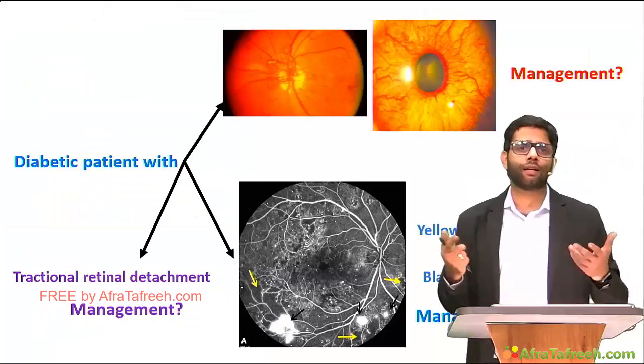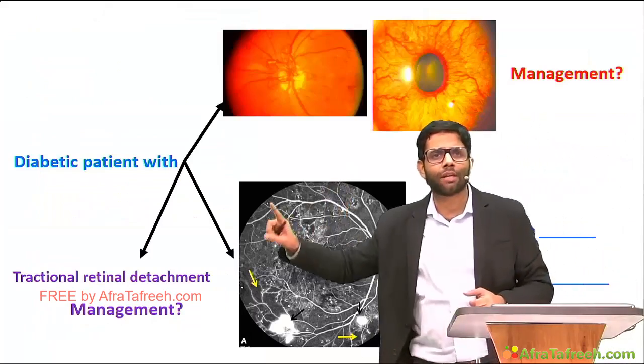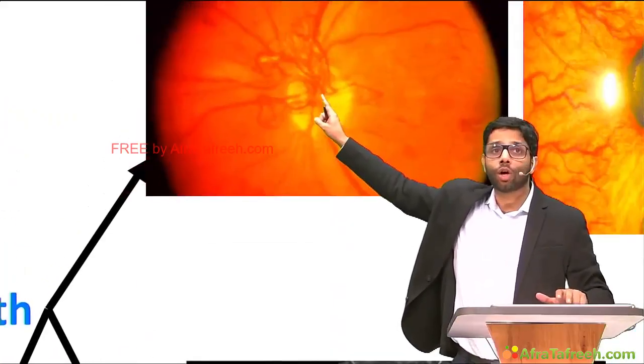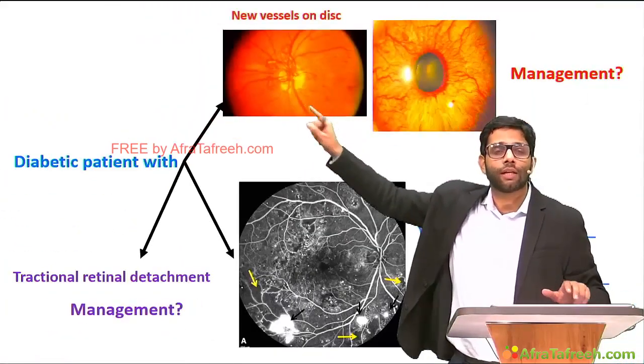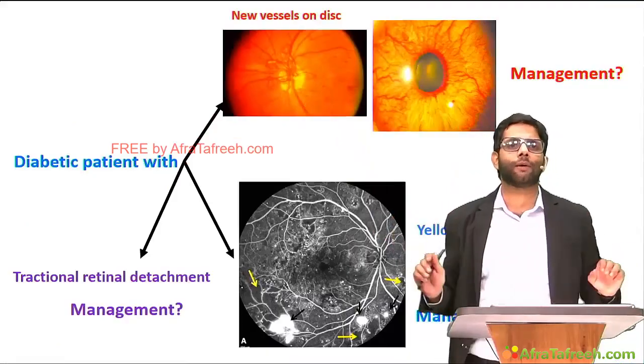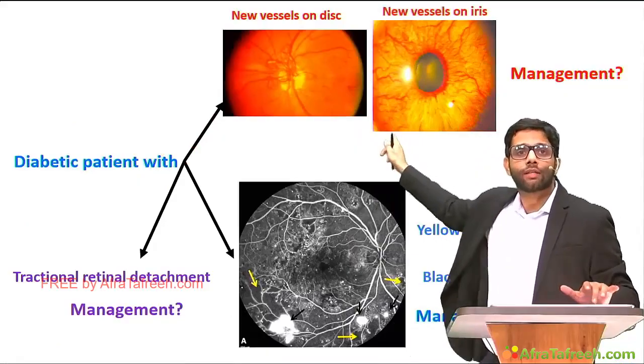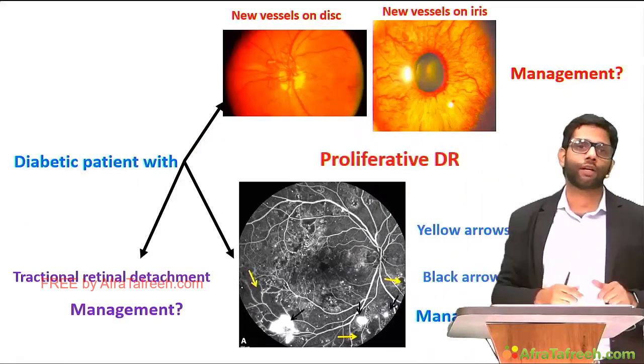But in PDR, the last stage, diabetic patient, these are abnormal vessels in the optic disc. Not normal. This is new vessels on the optic disc. And new vessels anywhere in the eye. New vessels optic disc, new vessels elsewhere in the retina, new vessels on the iris, new vessel glaucoma. It is a proliferative stage.